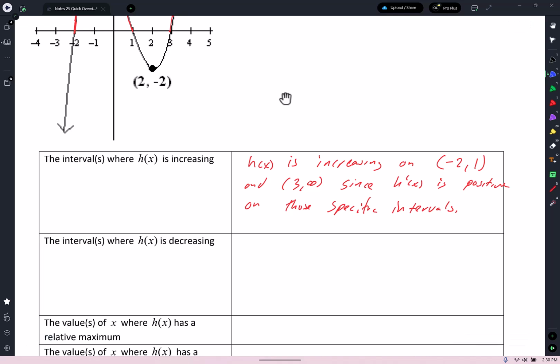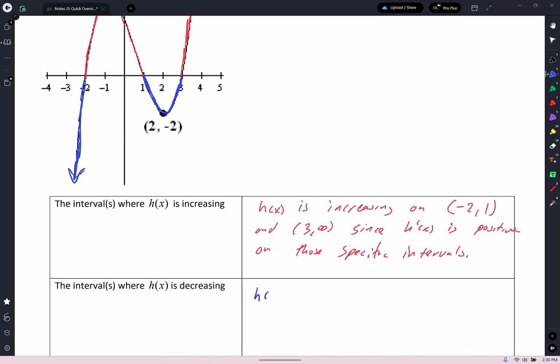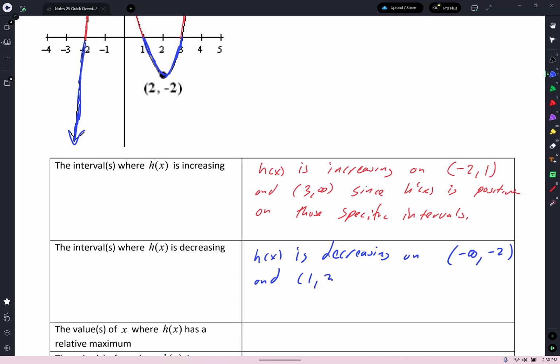In the interval where is h of x decreasing? By not doing anything, you're doing something. I'll stop. Wherever you see that in blue, so I'm going to write h of x, so let's be specific, is decreasing on negative infinity all the way to negative 2, and from 1 all the way to 3, since h prime of x is negative, you can also say less than 0, is negative on these specific intervals.